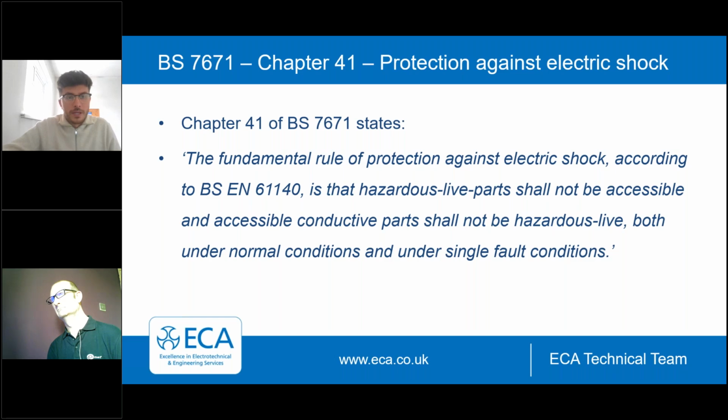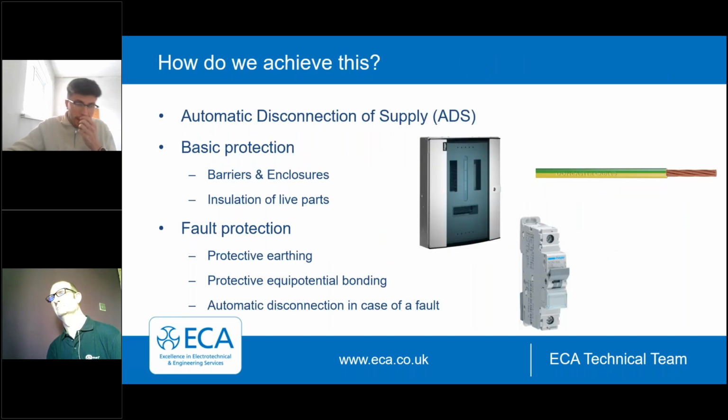Now, chapter 41 of BS 7671, of course, covers this, and it states within the introduction there that the fundamental rule of protection against shock, according to BS EN 61140, is that hazardous live parts shall not be accessible, and accessible conductive parts shall not be hazardous live, both under normal conditions and under single fault conditions. So let's unpack this a little bit and look at how we generally achieve this.